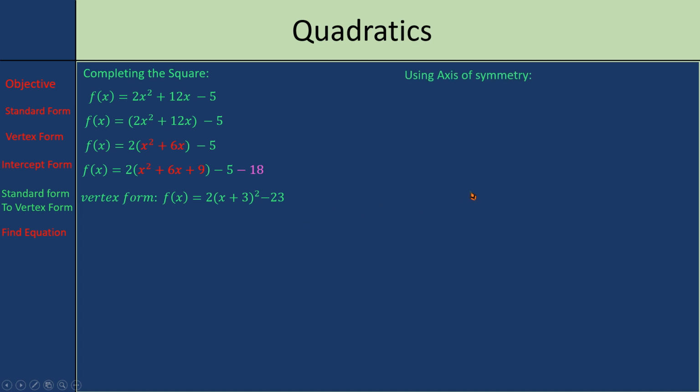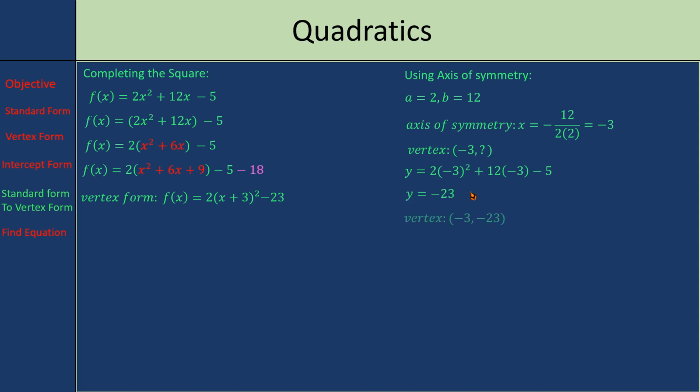The other method is to use the axis of symmetry. So a is 2, b is 12. My axis of symmetry is negative 3 because of negative b over 2a. So here my vertex is negative 3 and something. So I plug that in, put that in for x. I get y is equal to negative 23. And my vertex is negative 3, negative 23.